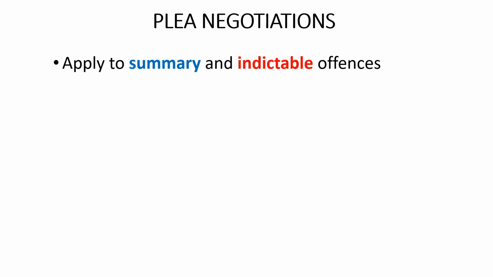Plea negotiations apply to both summary offences and indictable offences. This means that, where the accused has been charged with one or more summary offences, then the prosecution and the accused can agree on the summary offences that the accused will plead guilty to. In such a case, it will be a magistrate in the magistrate's court that sentences the accused for the summary offences to which the accused has agreed to plead guilty as a result of the accused's plea negotiations with the prosecution.